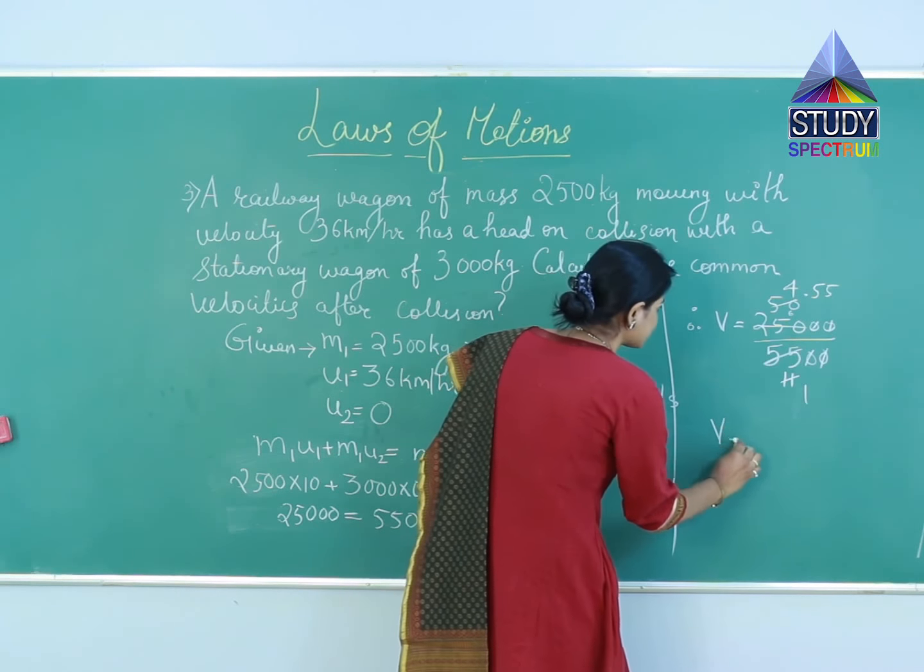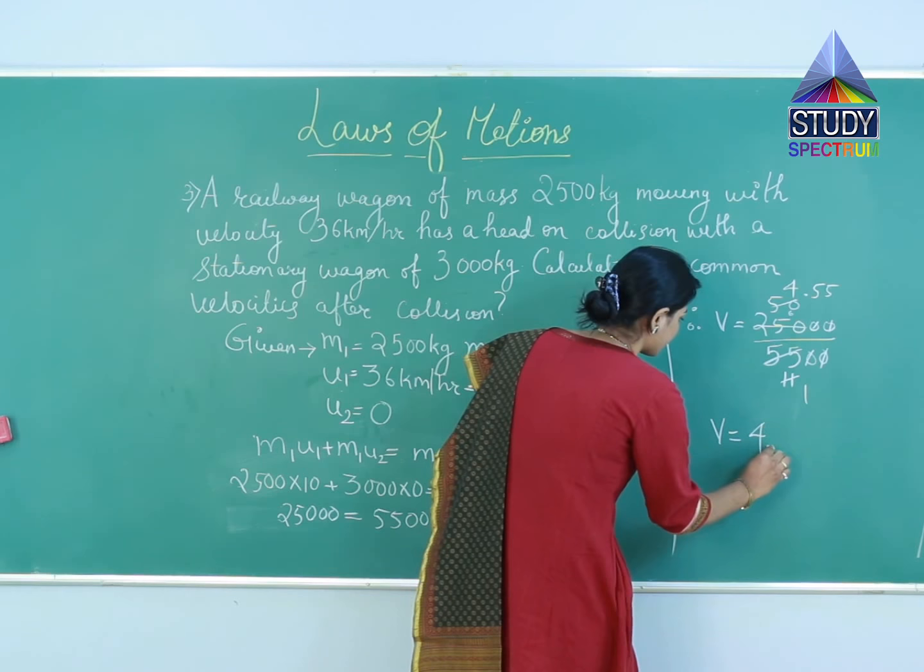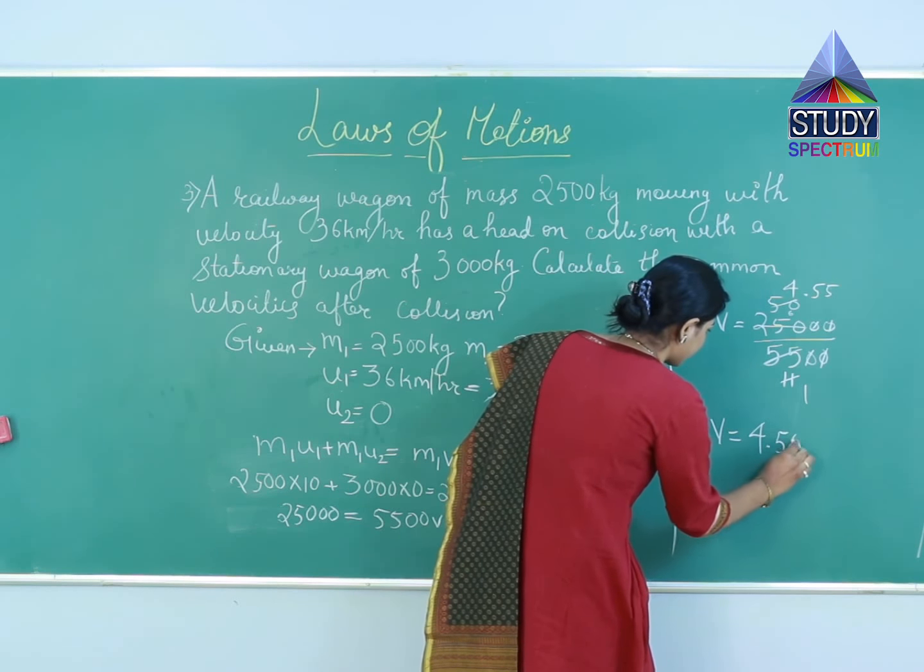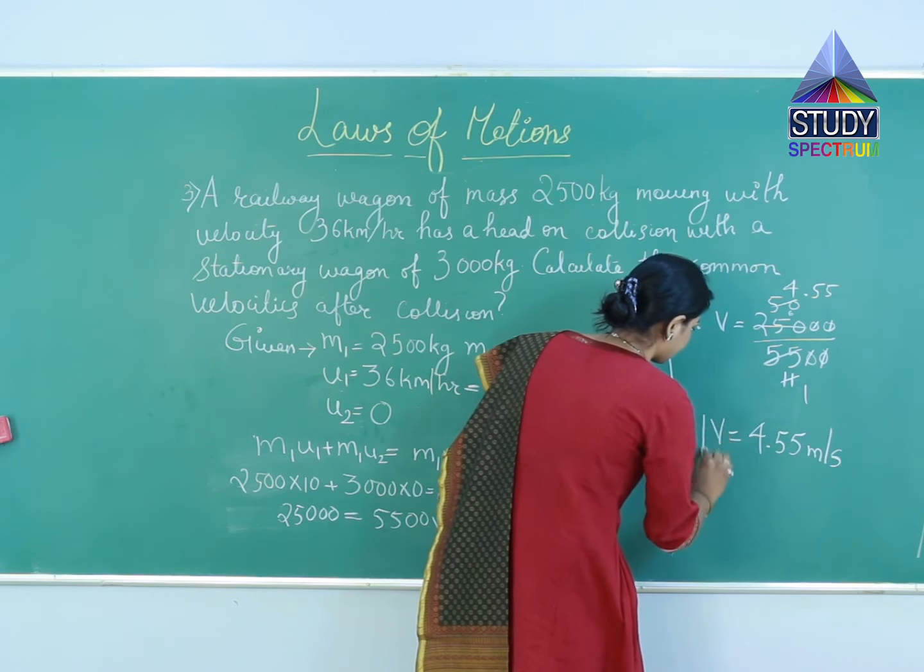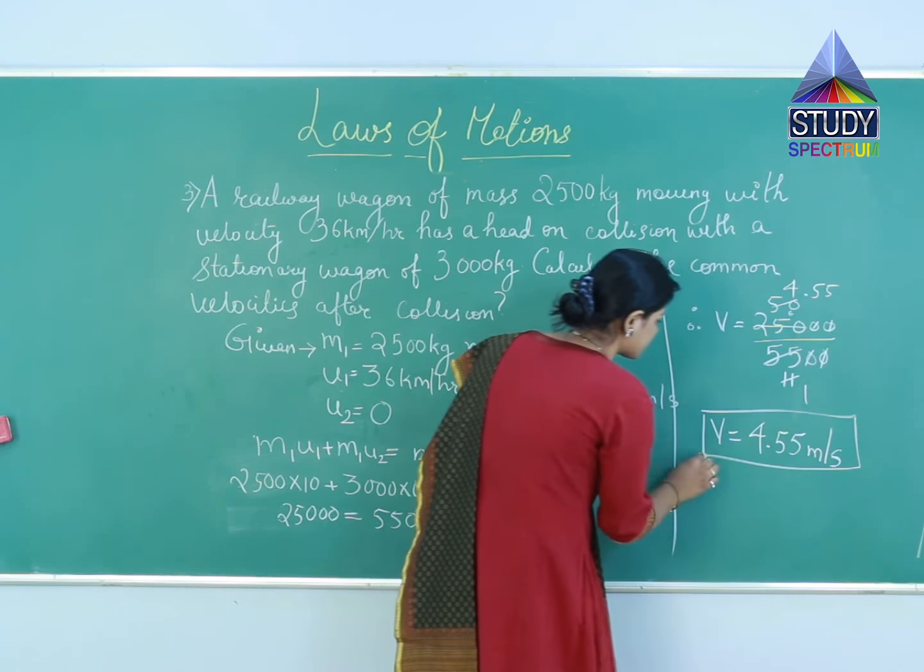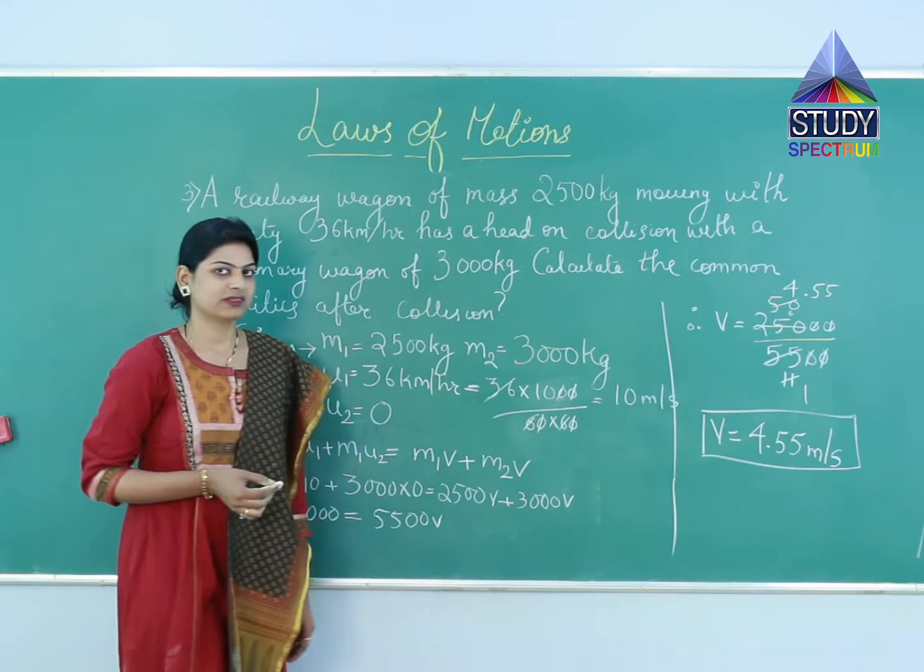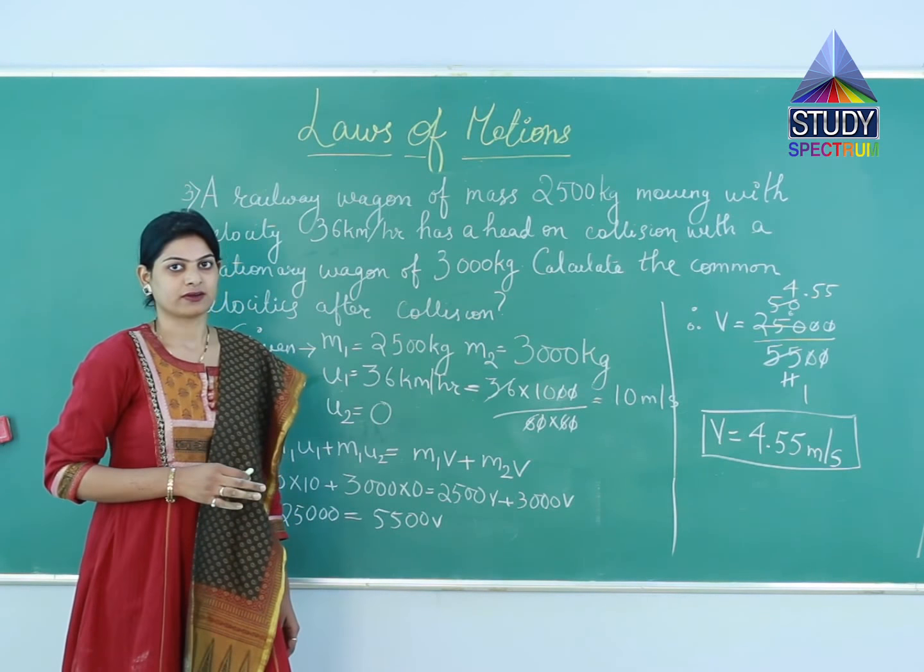So the velocity that we are getting is 4.55 meters per second. This is the final velocity with which both the wagons start moving together.